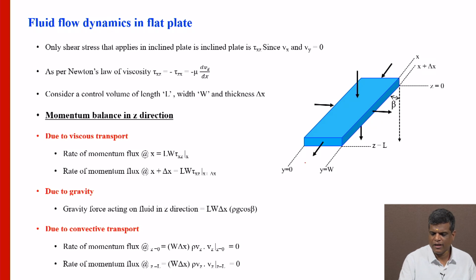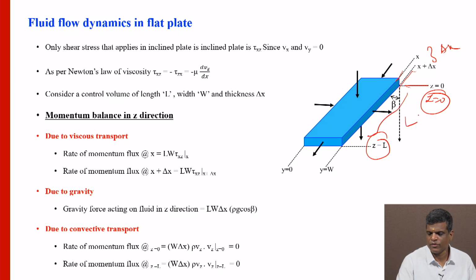You just see here, assume this is small x, and then this is x plus delta x, the thickness is delta x, on the same plate. We are giving z equal to 0 here, and in the same way z equal to L, the distance is L. The angle is the beta angle here. Then y equal to 0 to W, the width of the plate. L is the length.